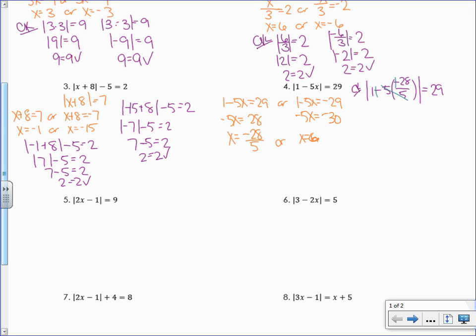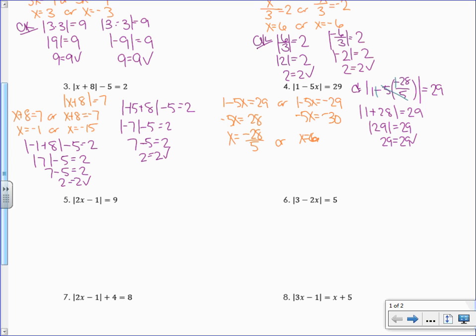But if you put this in your calculator, it still would have worked out. Just make sure you have those parentheses around the negative 28/5. And you are going to get the absolute value of 1 plus 28, because those 5's canceled and the negatives cancel. And so that's the absolute value of positive 29, which is obviously 29. So that checks. Woohoo!